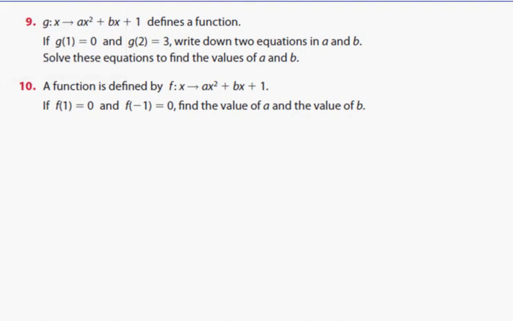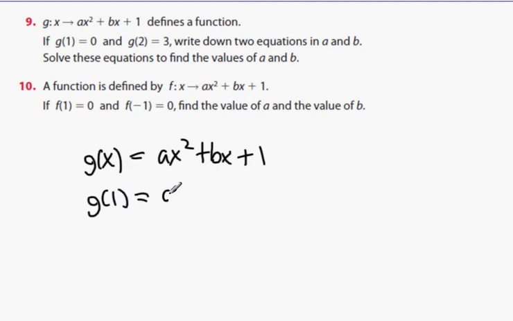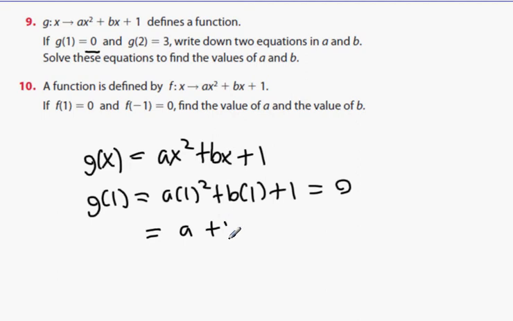g of x equals ax squared plus bx plus 1 is the function. If g of 1 equals 0, that means if we replace all x's with 1's, a times 1 squared plus b times 1 plus 1, the output is 0. 1 squared is 1, a times 1 squared is a, b times 1 is b, move the 1 over to the other side, a plus b equals minus 1. Okay? A plus b equals minus 1.